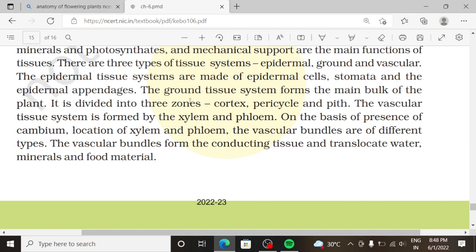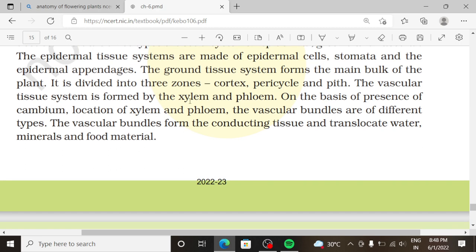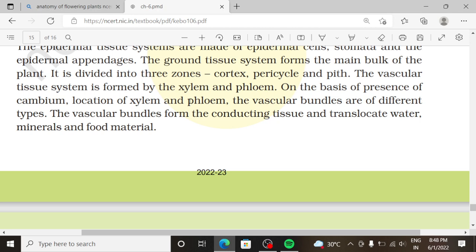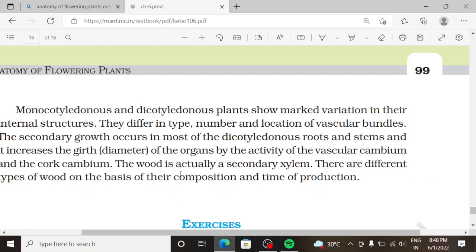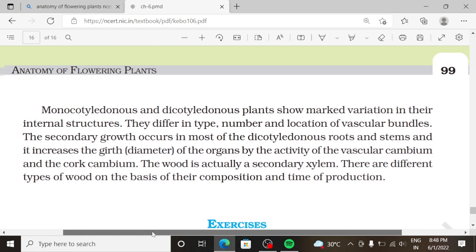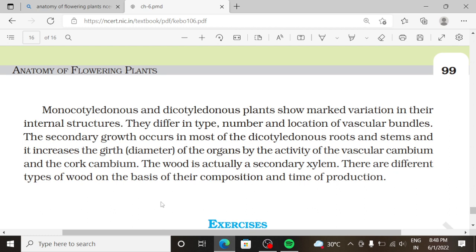On the basis of presence of cambium, location of xylem and phloem, the vascular bundles are of different types. The vascular bundles form the conducting tissue and translocate water, minerals and food material. Monocotyledonous and dicotyledonous plants show marked variation in their internal structures. They differ in type, number and location of vascular bundles.